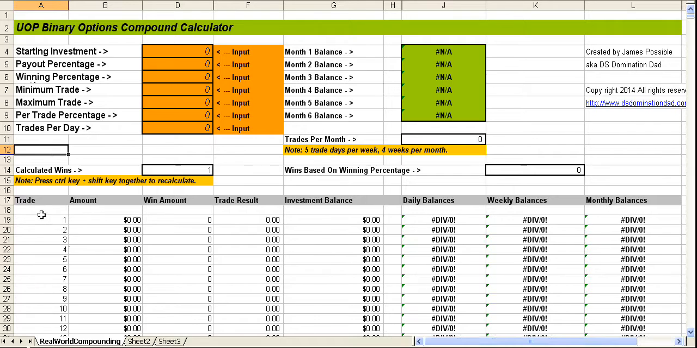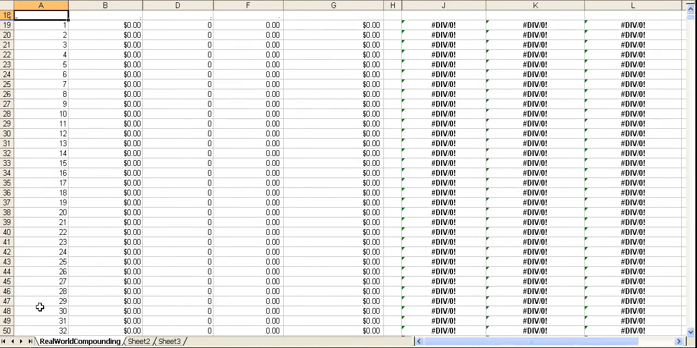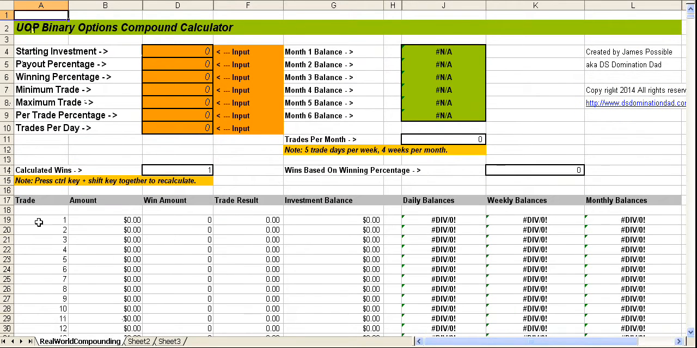Now on the spreadsheet itself, you have trade amount. So this is the number of the trade that you're actually taking: first trade, second trade, third trade, fourth, fifth, sixth, and so on. And I did expand this. It actually goes out to 14,100 trades, so it really will project you out into the future based on what you input into the spreadsheet.